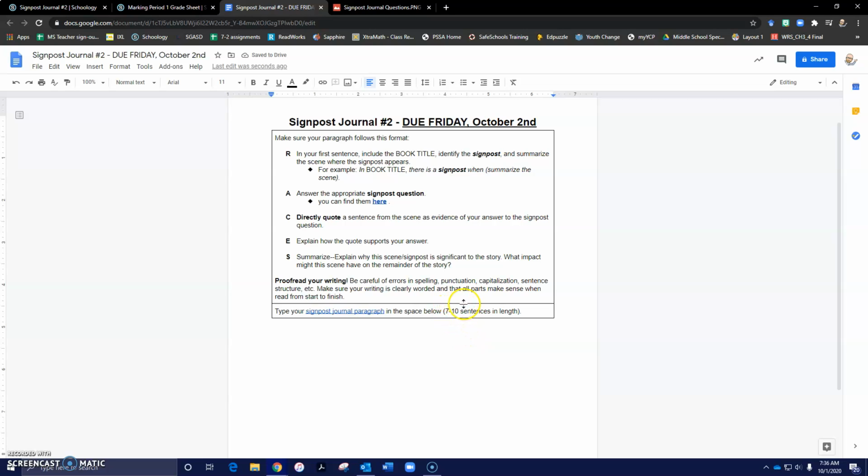We have different people reading different books, so what I'm hoping to get out of this is a bunch of different signposts and about different stories, characters, and things that are happening.